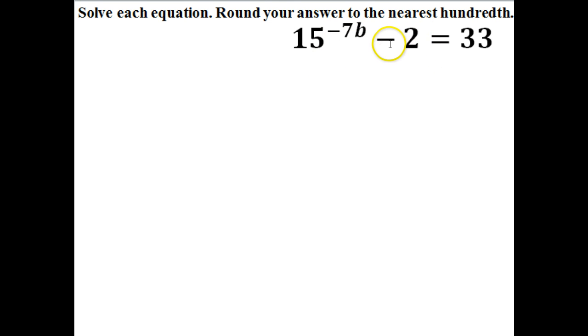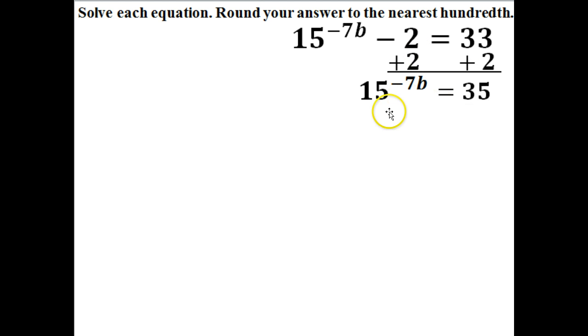The way I'm going to do that, it's a minus 2, so I'm going to add 2 to both sides. Whenever I add 2 to both sides, now I'm just going to simplify it. Now that I've isolated this one, that's what I want, and I move the 2 over.